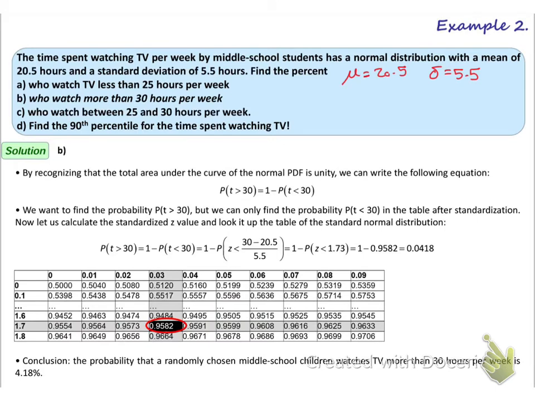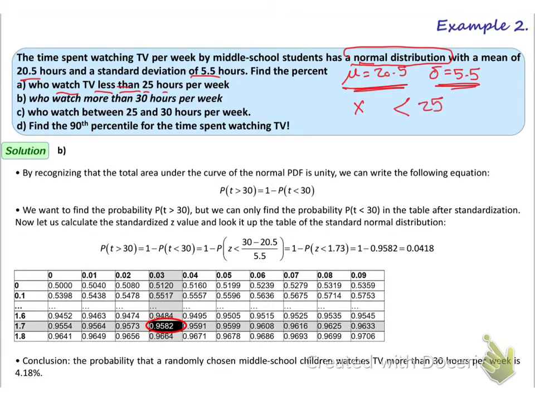So this problem is also a typical problem. The time spent watching TV by middle school students has a normal distribution, not standard, of course, with a mean and a standard deviation. The mean is 20.5 and the standard deviation is 5.5. Find the percent who watch TV less than 25 hours. So he wants X less than 25 hours. Leave space, less than 25 hours.